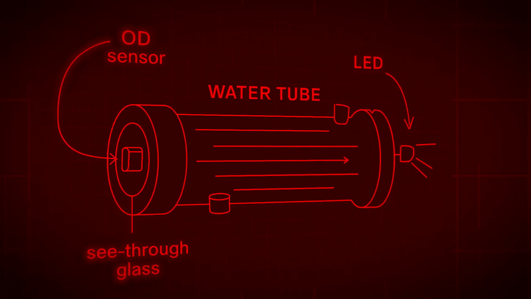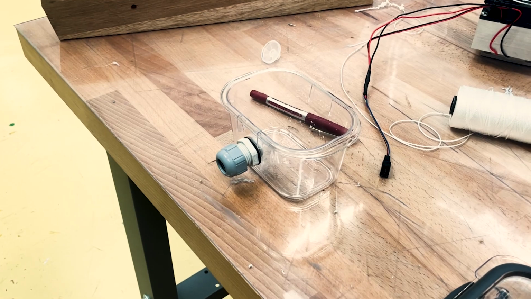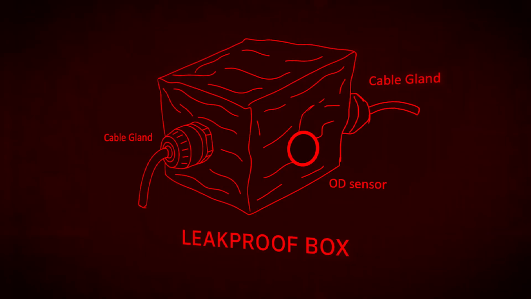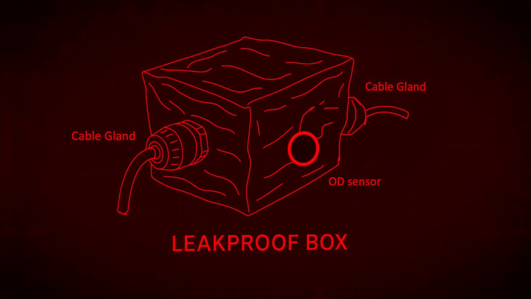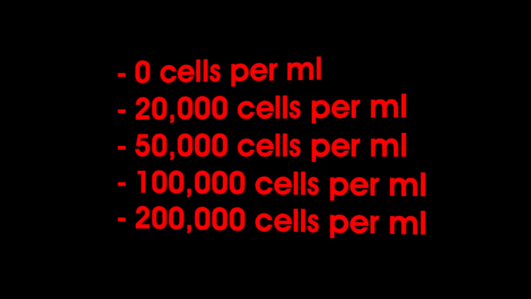Our initial design used a tube with 2 water entry points, but it couldn't be fully sealed. We switched to a leak-proof box, drilled 2 holes and fitted waterproof cable glands. An LED and OD sensor were mounted on opposite sides, and several layers of duct tape were used to block out external light. To calibrate the OD sensor, we measured light intensity through varying algae concentrations.